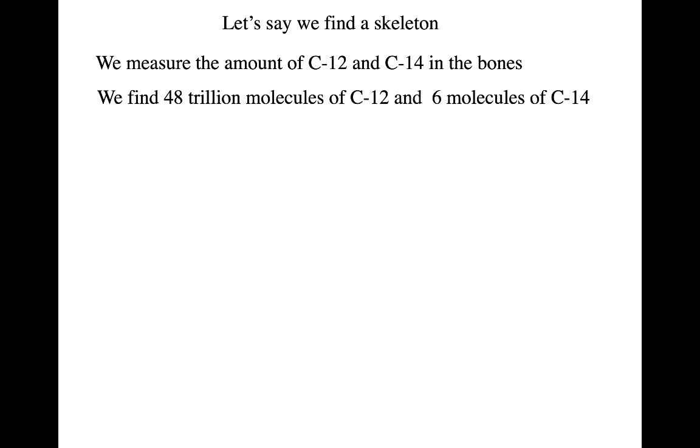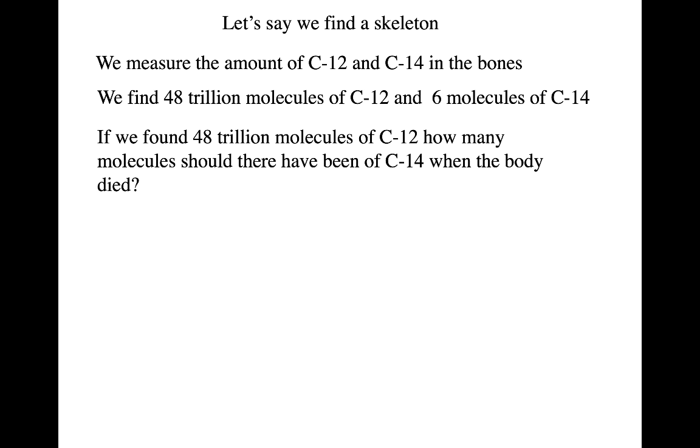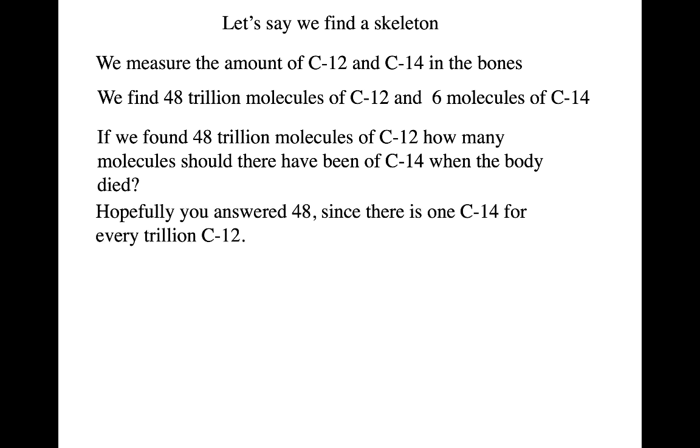So let's see how that goes. Okay, let's say we find a skeleton. We measure the amount of carbon-12 and carbon-14 that are in the bones using the TAMS machine. We find 48 trillion molecules of carbon-12 and 6 molecules of carbon-14. If we found 48 trillion molecules of carbon-12, then how many molecules should there have been of carbon-14 when the body died? You got to think back to the fact that it's a 1 to 1 trillion. So hopefully you answered 48, since there's 1 carbon-14 for every 1 trillion carbon-12s, and there are 48 trillion carbon-12s.